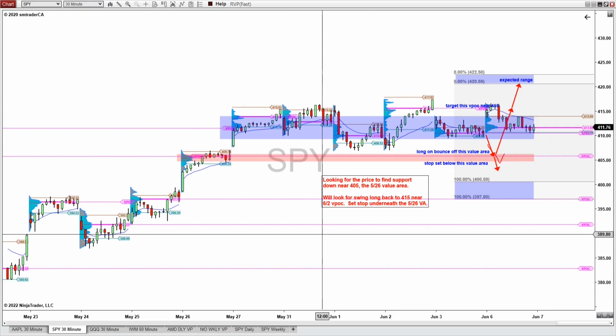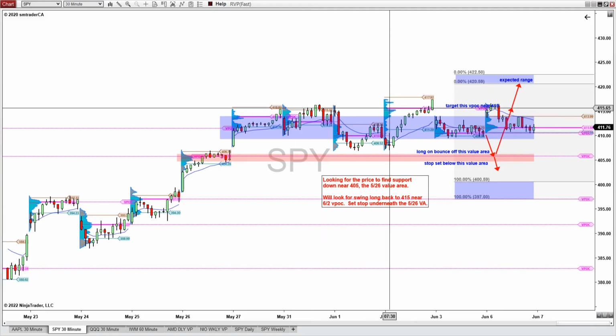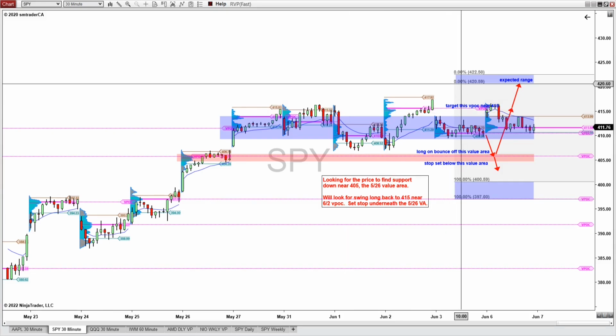All right, we'll see if it gets a bounce up, and then if it does, we're basically targeting this point of control here. That would be last Friday. Okay, and that is somewhere around 415. So we're essentially front running at 415 and change. So we're going to target 415 and trail it up to the expected range somewhere up at the 420.